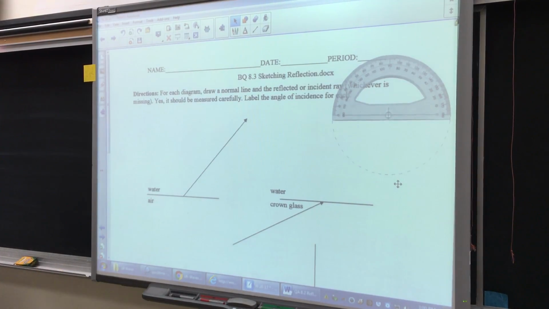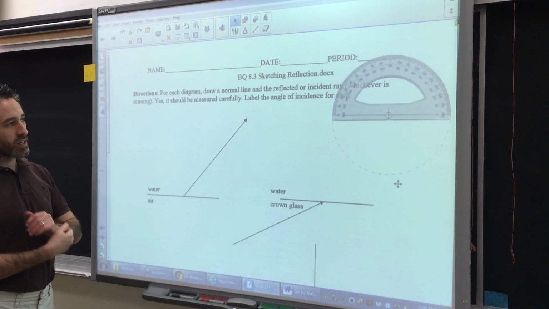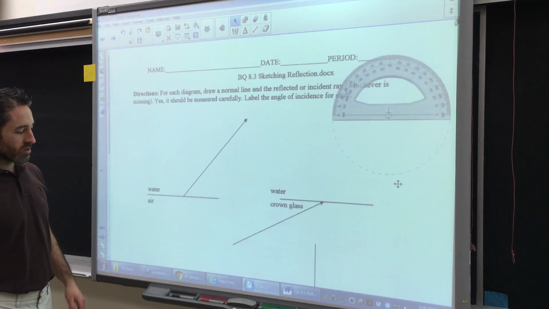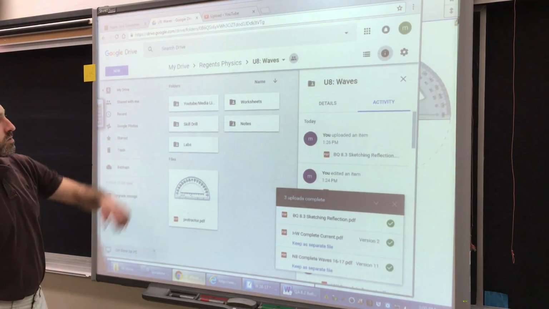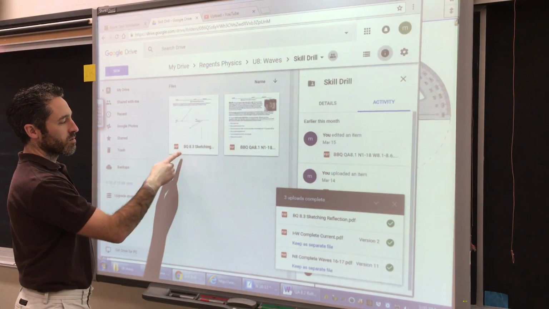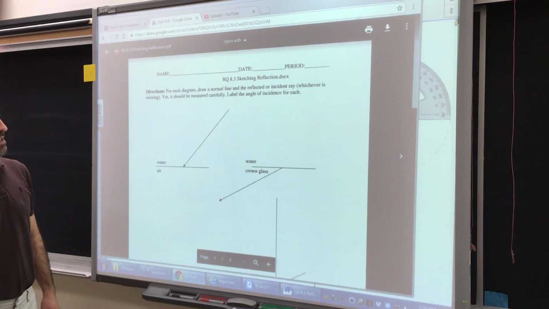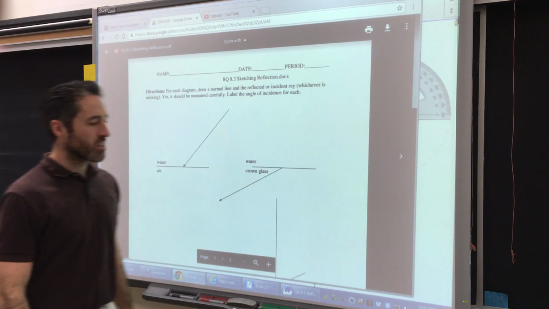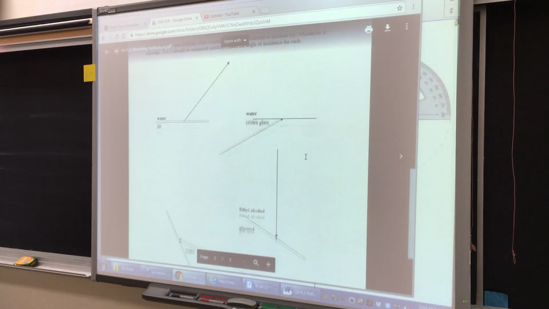This assignment, you'll find these online. There are 2 sheets. There are 2 versions, so don't just automatically look at the one that I get back to you or that you picked up in the class. If you go into the drive, you will see here's our Unit 8 stuff. I'll send you the link. Go into Skill Drill. Here it is, BQ8.3. It's designed for sketching reflection, but we'll actually go through everything from this. Notice, here's one, here's the other.